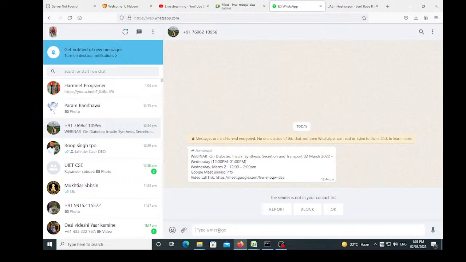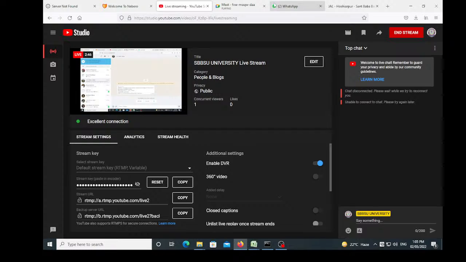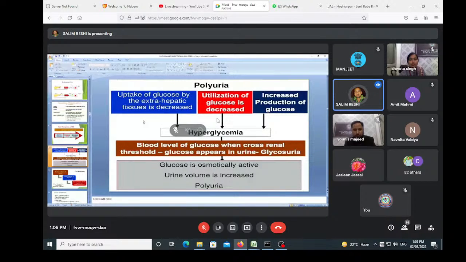Polyuria occurs when the uptake of glucose by the extrahepatic tissue is decreased, the utilization of glucose is also decreased, and the production of glucose is increased. These three conditions give rise to high blood glucose level, which is called hyperglycemia. When the blood level of glucose crosses the renal threshold, glucose appears in the urine, and that condition is called glycosuria.